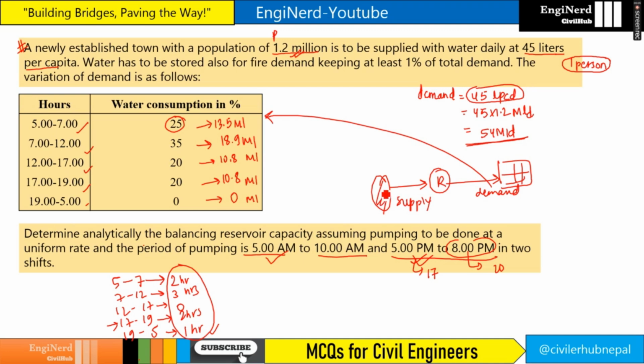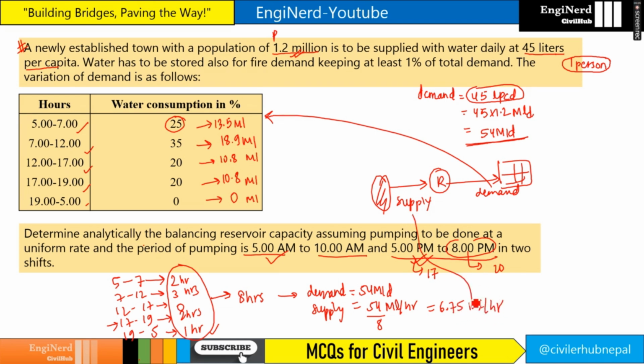So for the supply part, we have derived the time, but we have not derived the supply per hour. So total time is 2 plus 3, 5, 6, 7, 8 hours, right? Now this demand of 54 MLD is to be fulfilled by supplying, so we need to find the supply per hour. We need to divide 54 by 8, because there are 8 hours of pumping only. So 54 divided by 8 will be 6.75 million liter per hour.